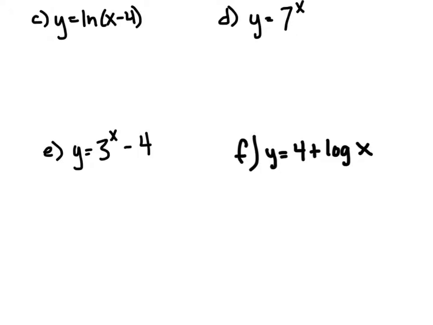Okay, so we're looking at y equals the natural log of x minus 4. So my first step is to swap x and y. x equals, I'm going to change the natural log. I want to write this as a log. So natural log is log base what? Log base e of y minus 4. So I swapped x and y and I changed that to a log base e.